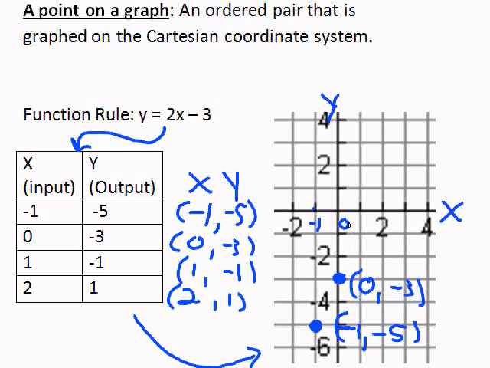Let's try 1, -1. Notice the x value is 1 and the y value is -1. And we plotted the point at the intersection of those two. What about 2, 1? X is 2, y is 1. And here we've plotted our function given our inputs and outputs.